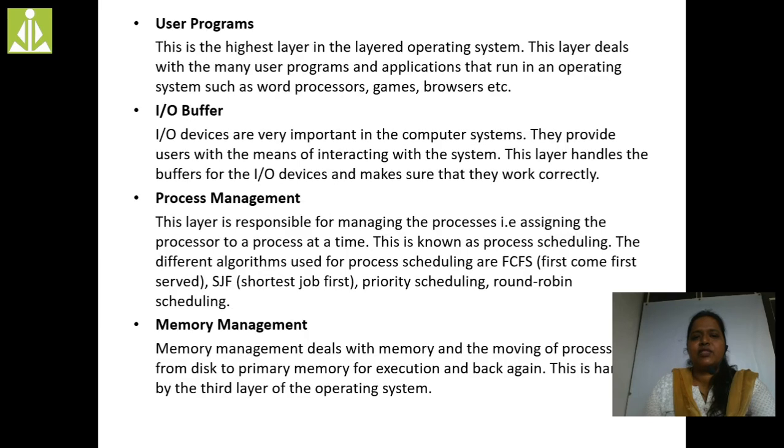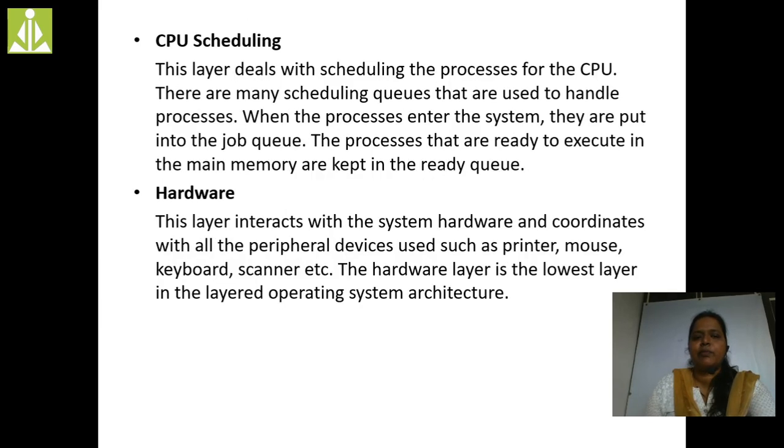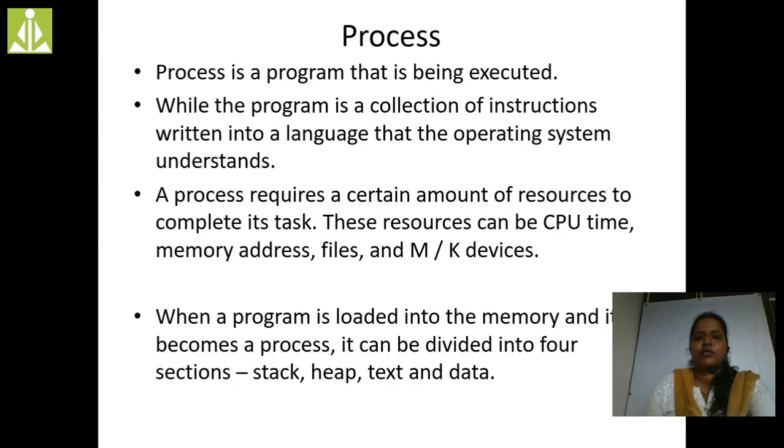So as we have seen before, the layers: user programs, IO buffer, process management, memory management, CPU scheduling, hardware. All these are the different layers of the layered architecture of an operating system. Fine. And next one is the process. So what do you mean by a process? A process is a program that is being executed.